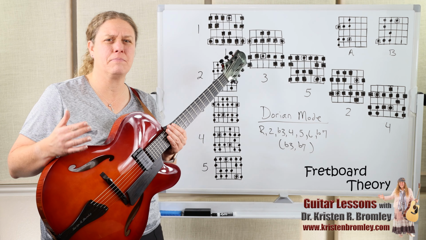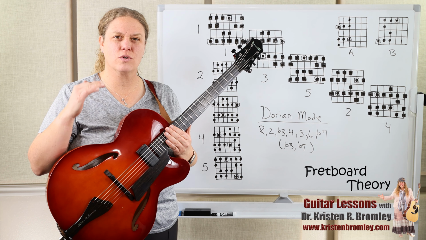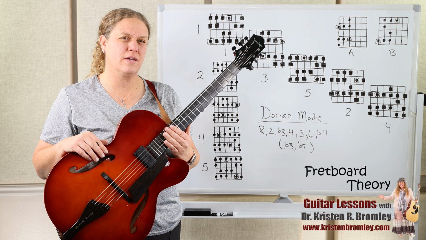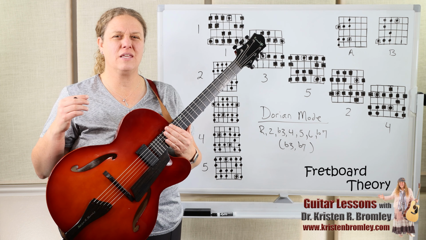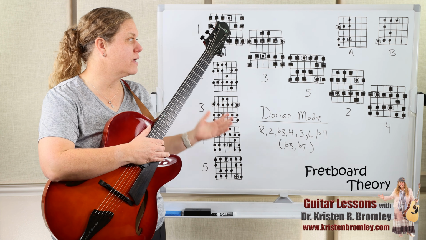If we were looking at it parallel, speaking in the key of C major, there would be no sharps or flats, but Dorian, if it was C Dorian, would have an E flat and a B flat. So it'd have that flatted third and flatted seventh. How do we play it on the guitar?